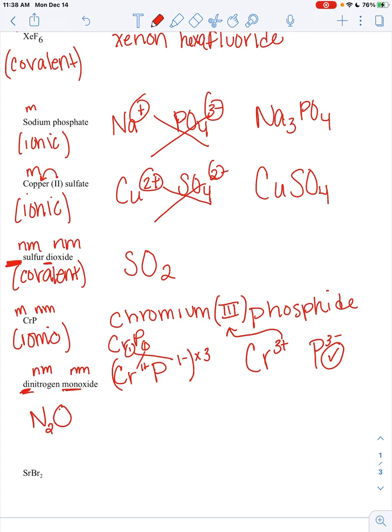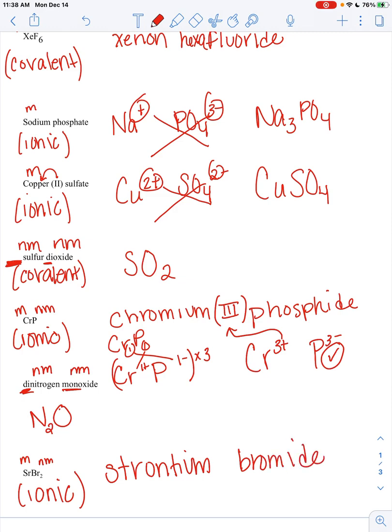Last one. Strontium, Sr is a metal. Bromine, Br is a nonmetal, so this is ionic. Strontium is not a transition metal, and Br is not a polyatomic. So this is what I call simple, because you just write the name of the first element and then the name of the second element with IDE.